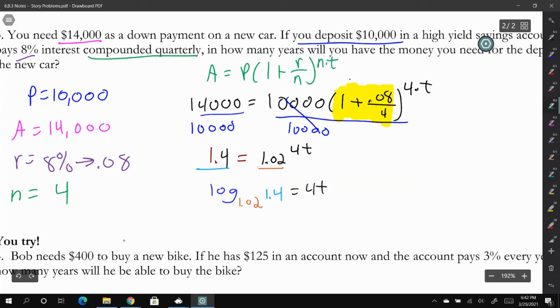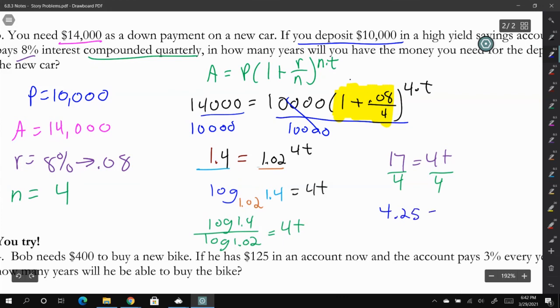Now, when I use the change of base formula and do log 1.4 over log 1.02 equals 4t, and type that into the calculator, I get 17. 17 equals 4t. We divide both sides by 4, and we get 4.25 equals t. So it'll take 4.25 years for my $10,000 investment to reach $14,000.